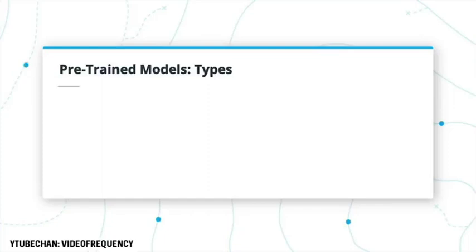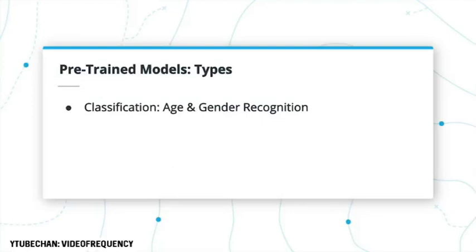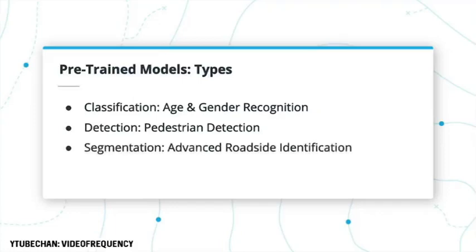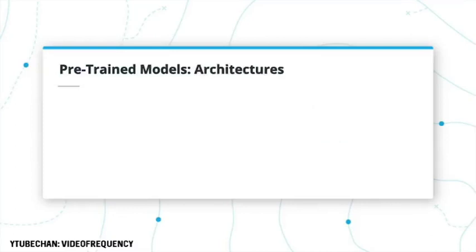Before you get hands-on with these models the first time, let's consider them in the context of the types and architectures we discussed earlier. The age and gender recognition model is a good example of classification. It attempts to classify the gender of the person in the image. Pedestrian detection is drawing bounding boxes on every detected pedestrian, a good example of object detection. Lastly, the advanced roadside identification model classifies each pixel into one of 20 classes and is a great example of a segmentation model.